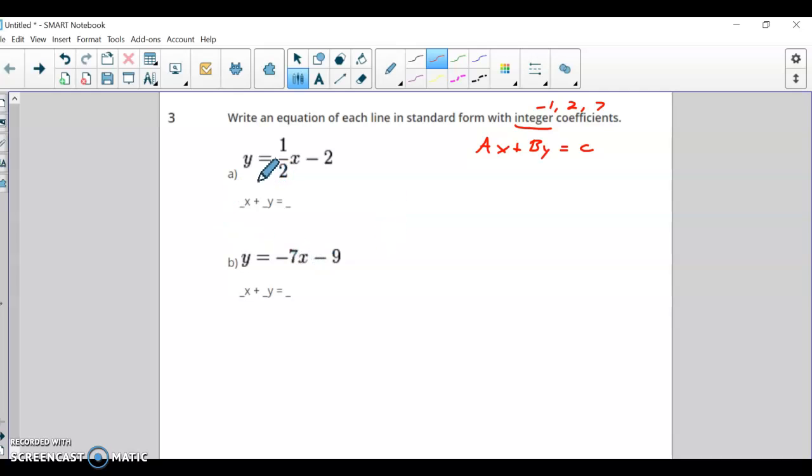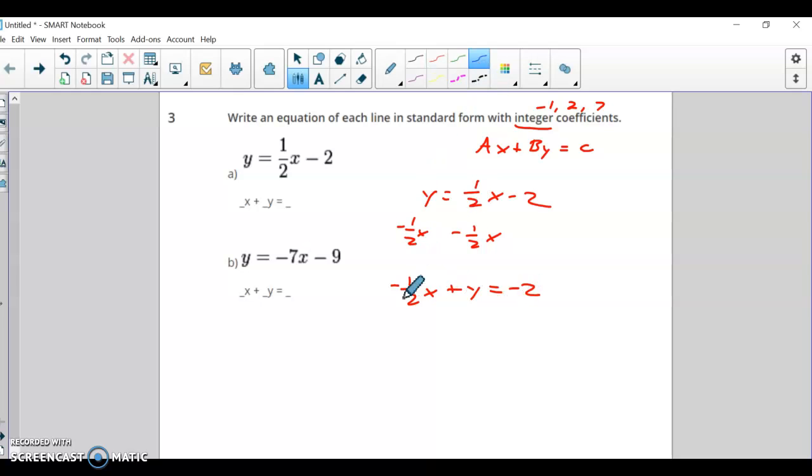All right, so for this first one, to get x to the other side, I'm going to rewrite it over here. I would subtract 1/2 x from both sides so that it'll be eliminated from the right-hand side. So I'll have -1/2 x plus y. I'm kind of writing it in a slightly different order there. But this side, all that's left is -2.